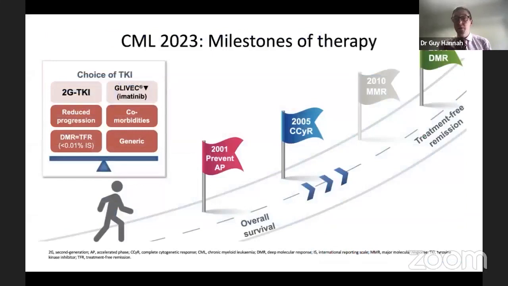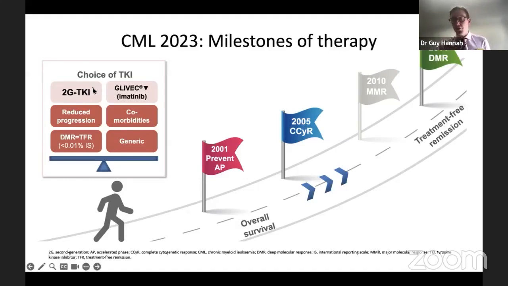And what are we aiming to do these days? Back in the late 90s, early noughties, we just wanted to stop people progressing. Now, actually, we want to get people into MMR, and nowadays we want people to go into deep molecular response if we can, and even be able to stop the drug in the future. We know a certain proportion of people can get to that point.